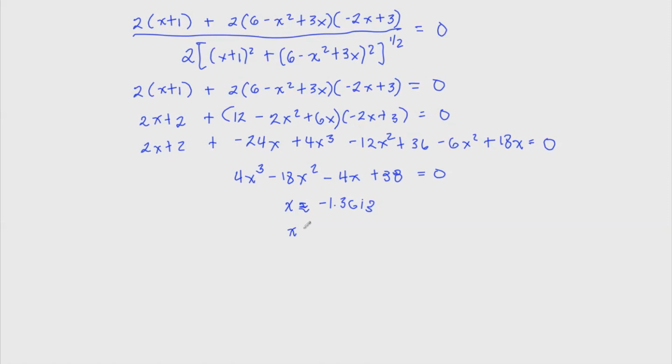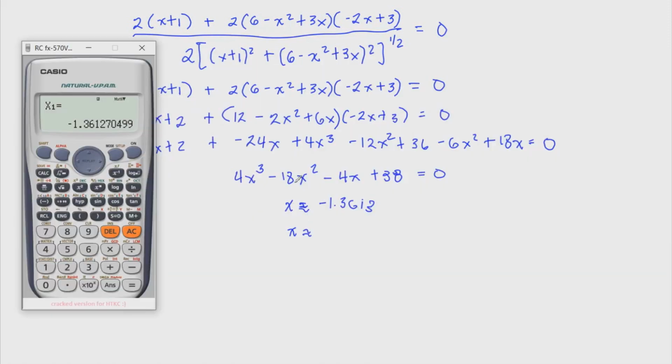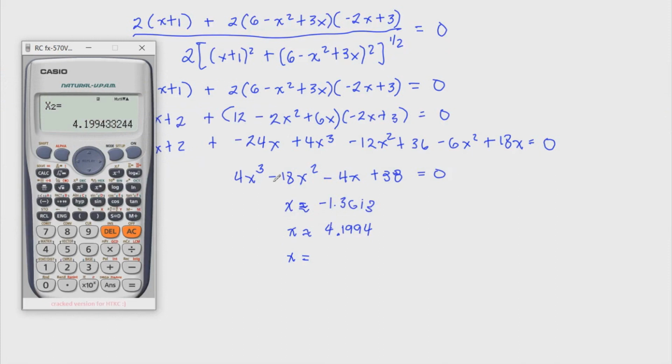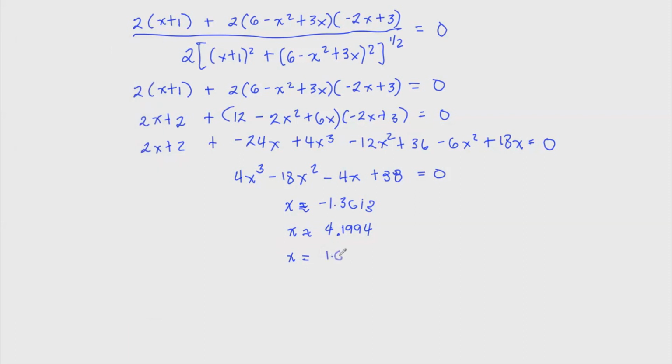And then, we also have, so press equals again. So we have 4.1994. And then I think we have one more because this is a cube root. Cube. So we have 1.6618. Okay, so these are our 3 critical points.